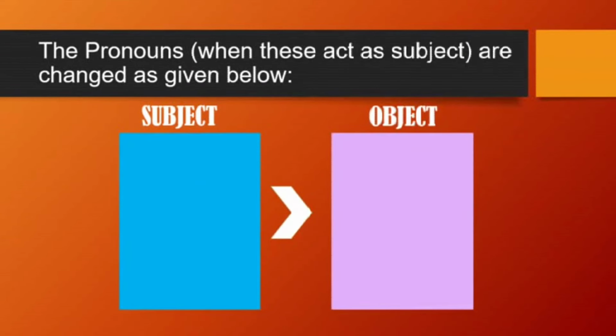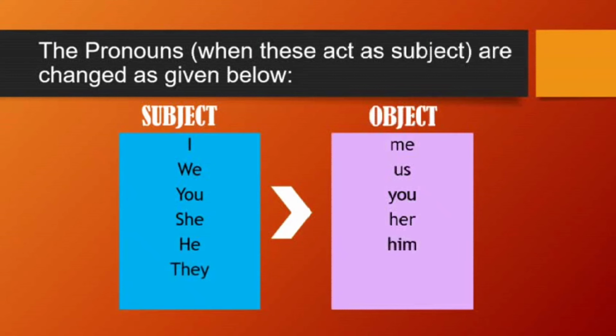The pronouns, when these act as subject, are changed as given below. I will become me. We will become us. You will become you. She will become her. He will become him. They will become them. And it will become it.